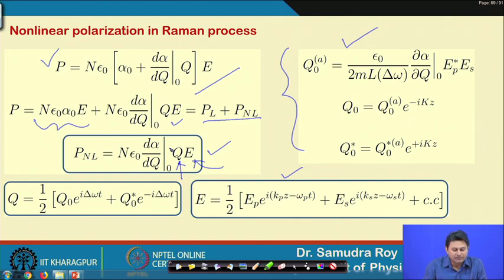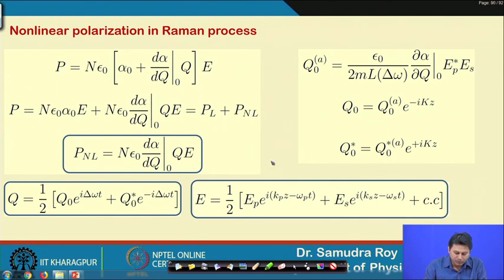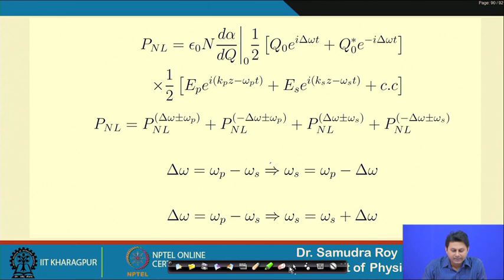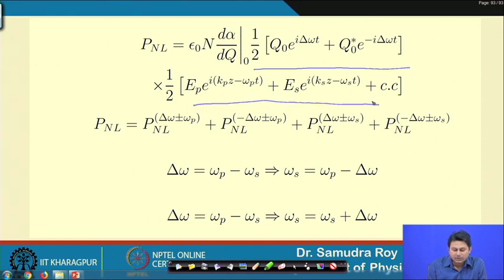So, all these things are now in our hand, and next we will find our P nonlinear. If I multiply this Q part and the E part and then try to understand how many frequencies are there, we find there are 8 different frequency components in the P nonlinear term.